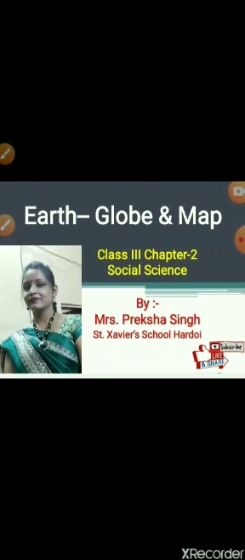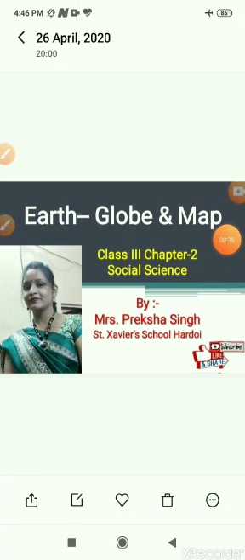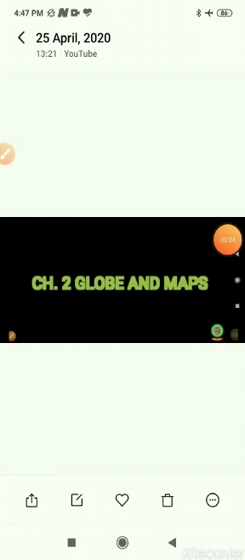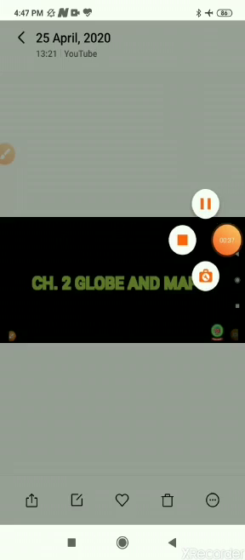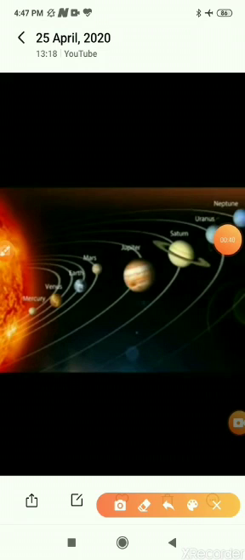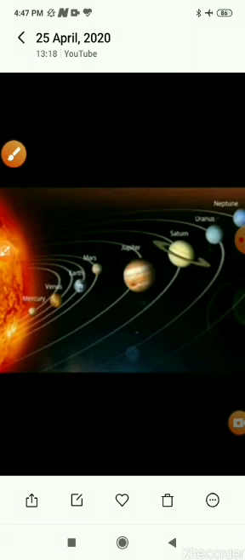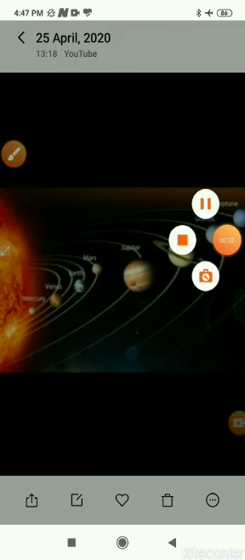So now let's start our topic, that is Earth, Globe and Map. Now we will start chapter 2, Globe and Map. First of all, I would like to tell you what is Earth. Earth, you can see this solar system. This is our Earth. So Earth is a smaller planet of our solar system.